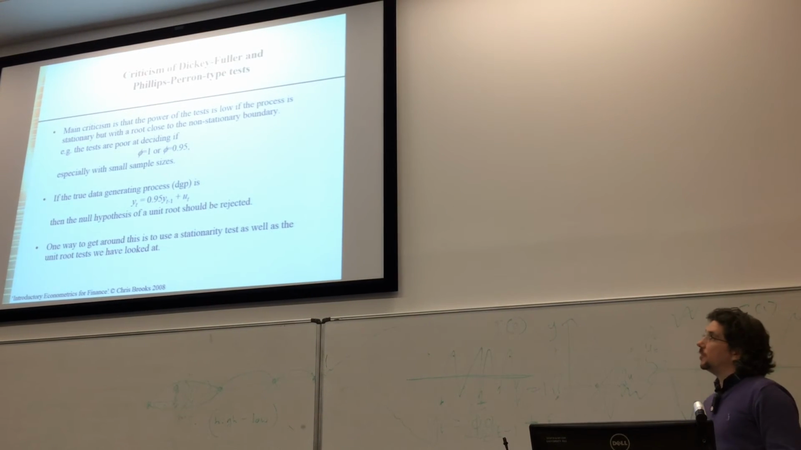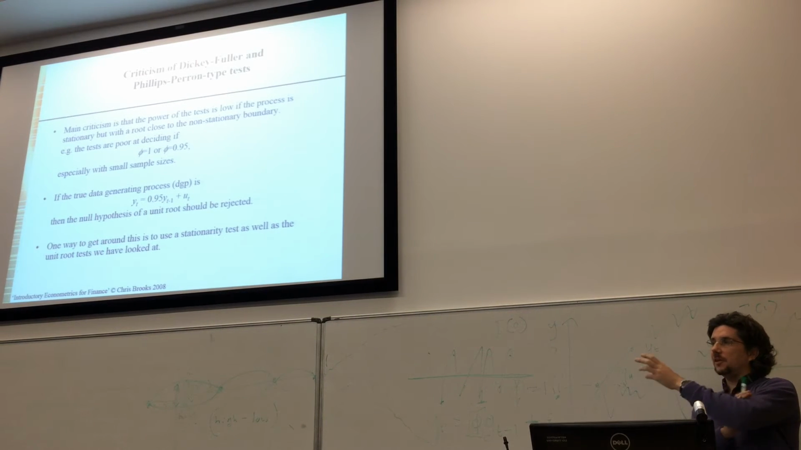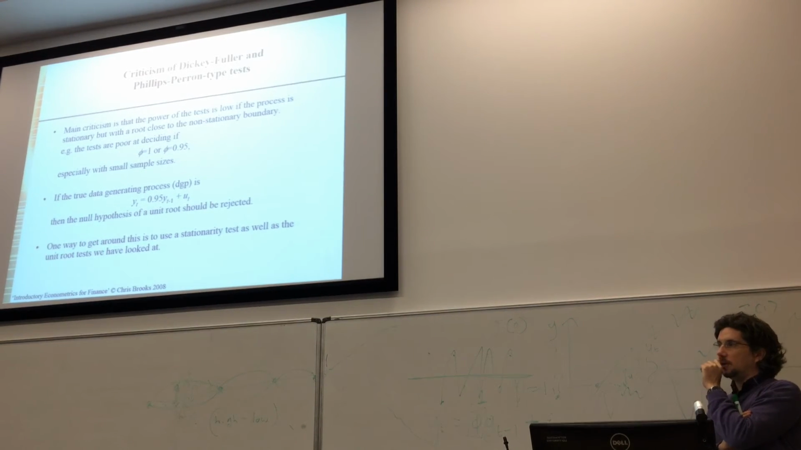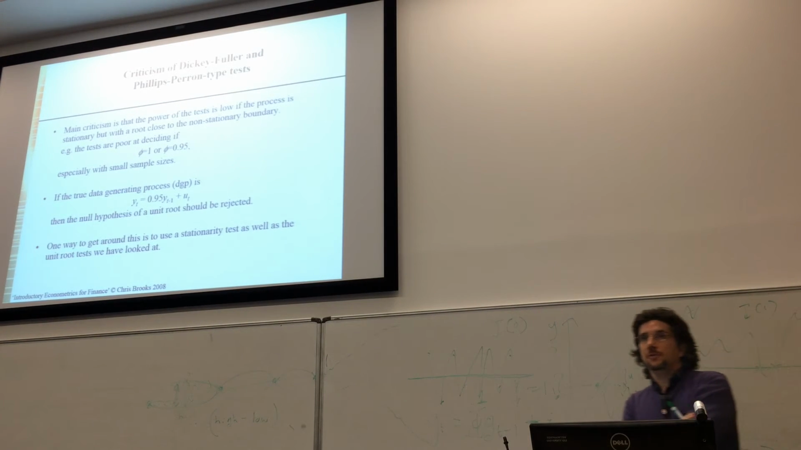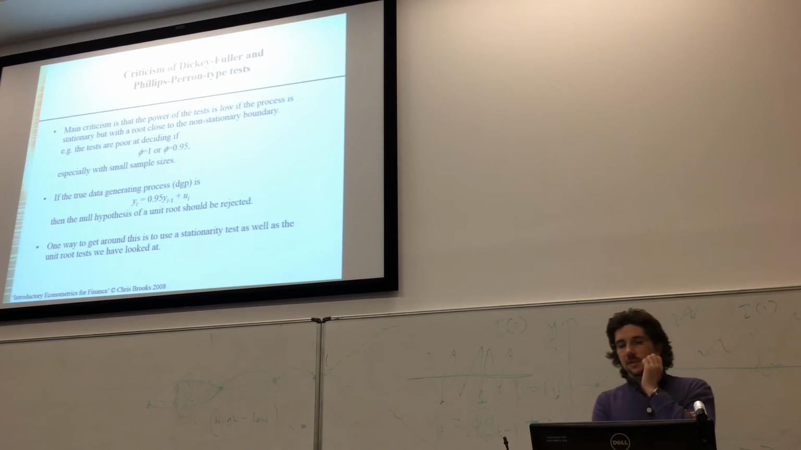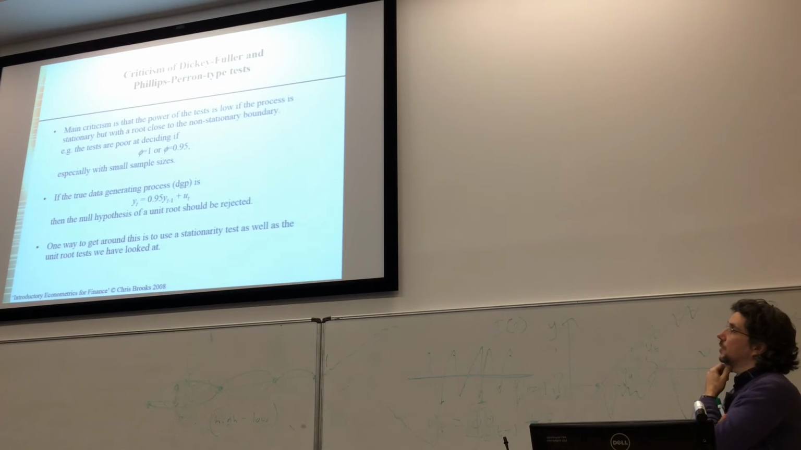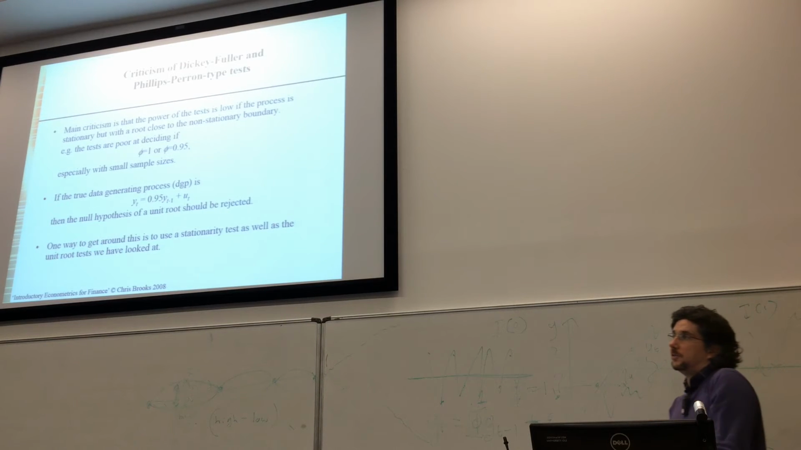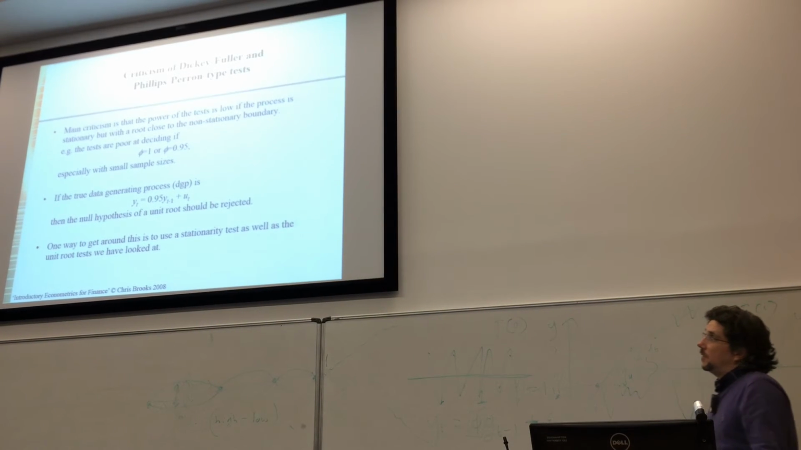Okay. So there's some criticism of these tests because we very narrowly defined what we're testing for, and that we're testing for a unit root. The tests are quite poor at deciding what phi is, whether it's 1 or, for example, if it was close to 1, what if it was 0.95 or 1.05? It's not good at differentiating between those.